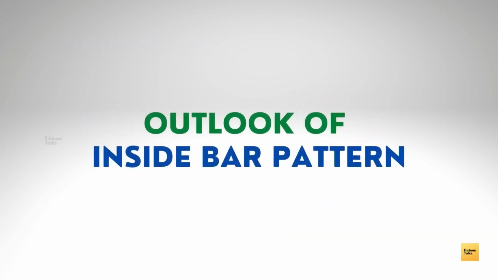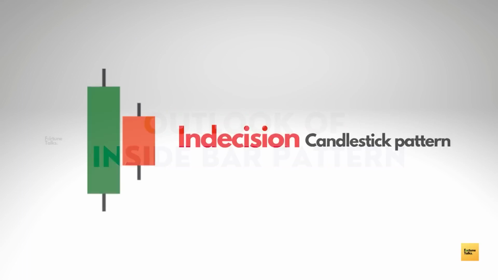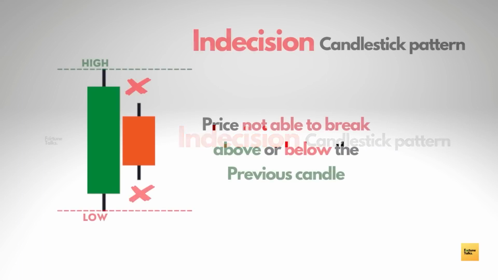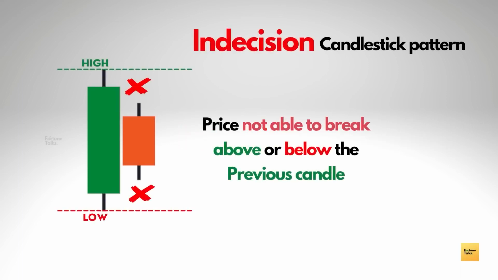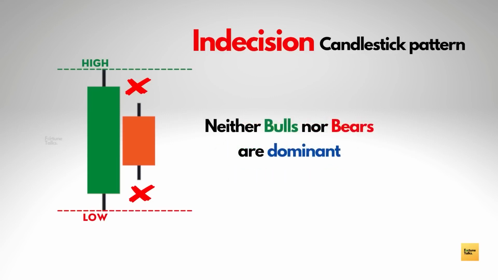Now let us talk about the nature of an inside bar, or the outlook of an inside bar in the market. The inside bar is actually an indecision candlestick pattern. The inside bar is formed because the price was not able to break either the high or the low of the previous session or the previous candle. Now this tells us that neither the bulls nor the bears were in control during the session. This is very important information when used correctly.